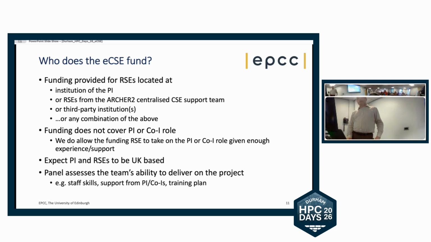The funding for ECSE does not cover the PI or COI role. It purely funds the RSE. We do allow the RSE to take on the PI or COI role if they've got enough support within the project, or if they've got enough experience. So it's actually been a very good opportunity for some younger or early career researchers to take on that role and be the PI of a project. But we don't actually fund that role. So you can, if you like, self-manage as an RSE if you've got the skills and the support, but we don't actually fund that role.